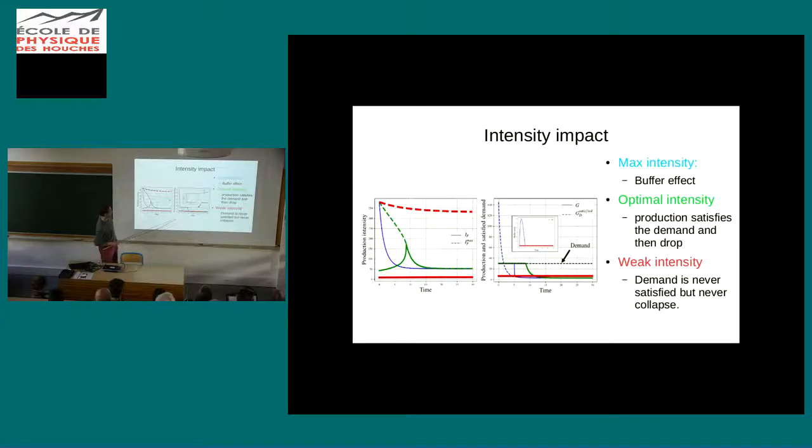So we have here the production and satisfied demand. Here is a weak intensity. As we can see, we never produce as much as the demand, but we never stop producing. If we compare with the maximum intensity, we have a dramatic collapse of the production, and we cannot produce anymore very quickly. In fact, what happens in that case is we fill the buffer because we are producing too much, and once the buffer is full and the difference of potential does not permit reintroducing and producing any more goods, we are using this storage in order to get back the goods.